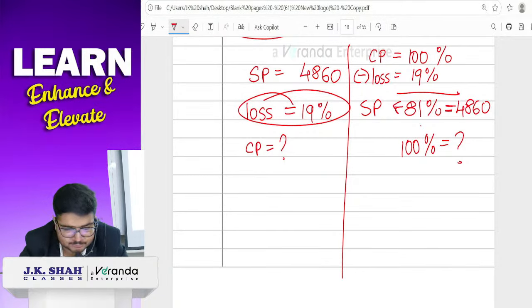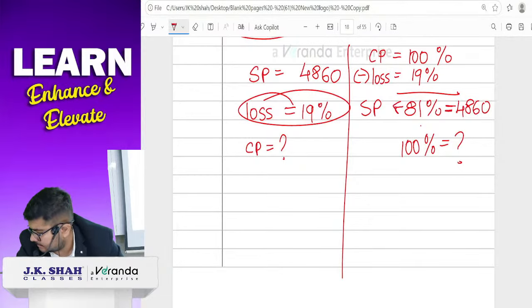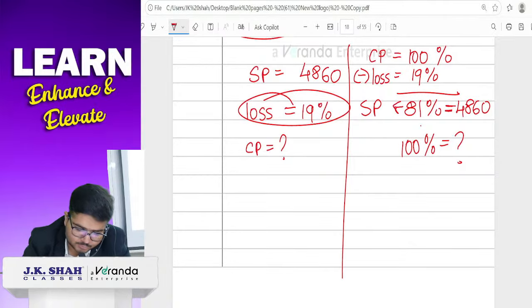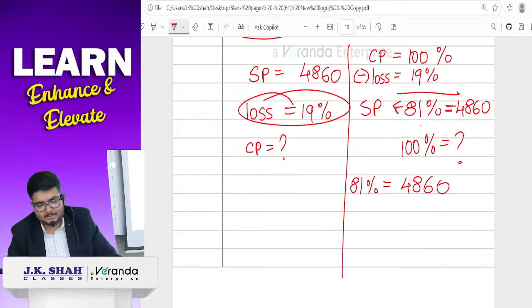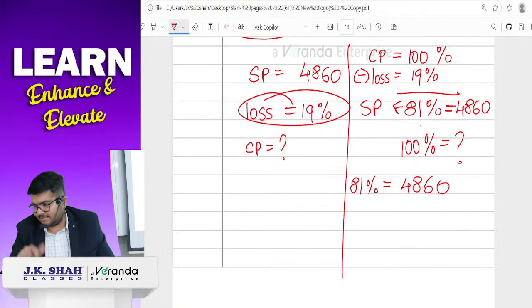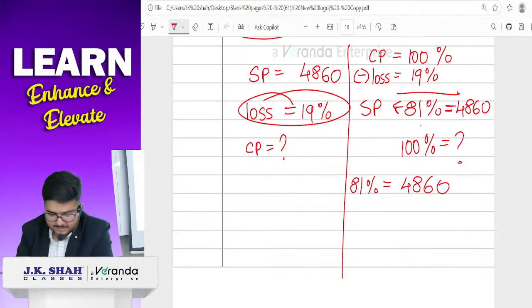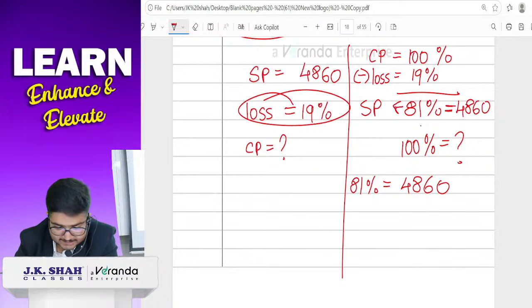The value of 81% is 4860. You have to find out 100%. How can you find this? So this is the trick. 81% is 4860. This is the trick for finding 100%, and the best trick is this only. 81% is 4860. You have to find out 100%.